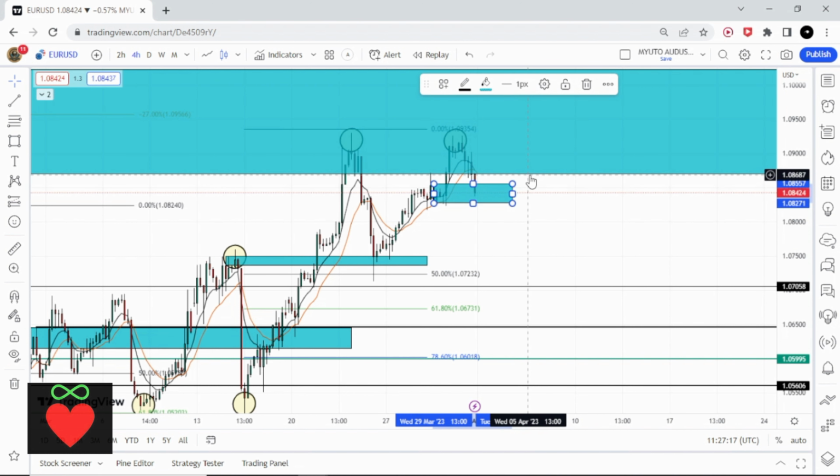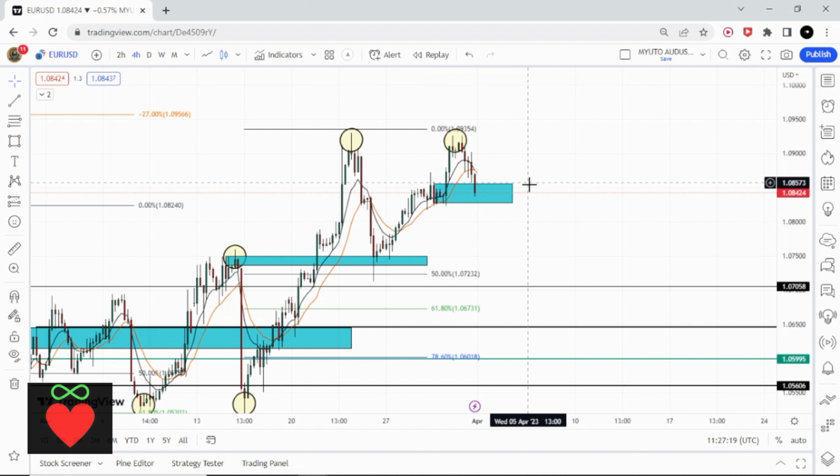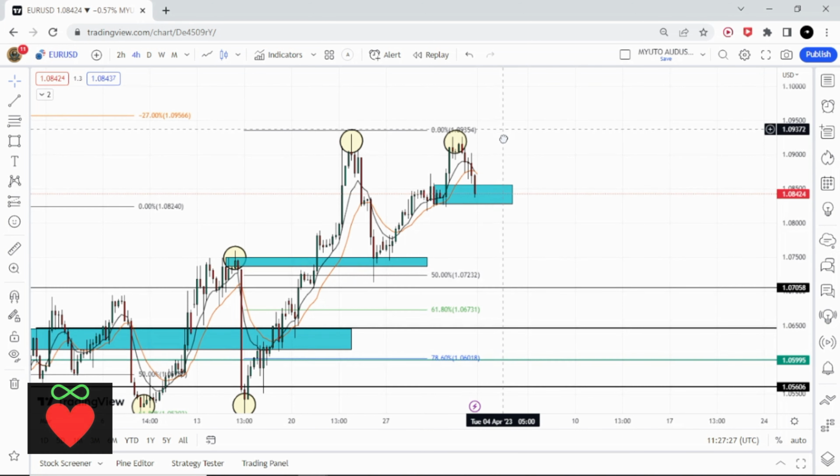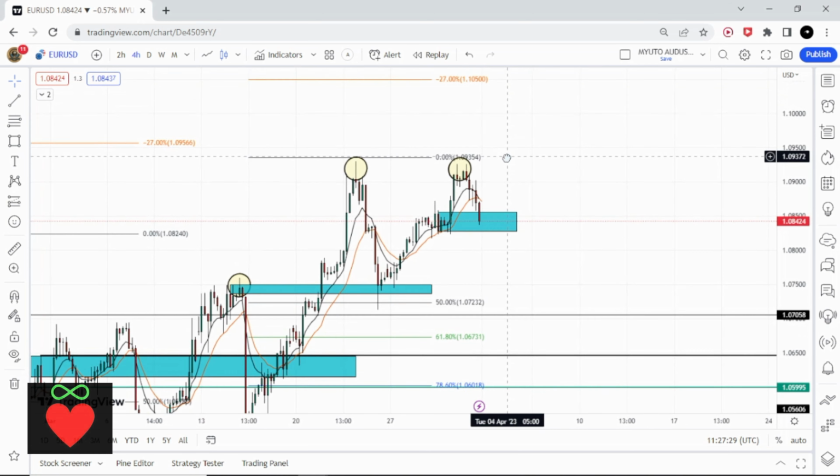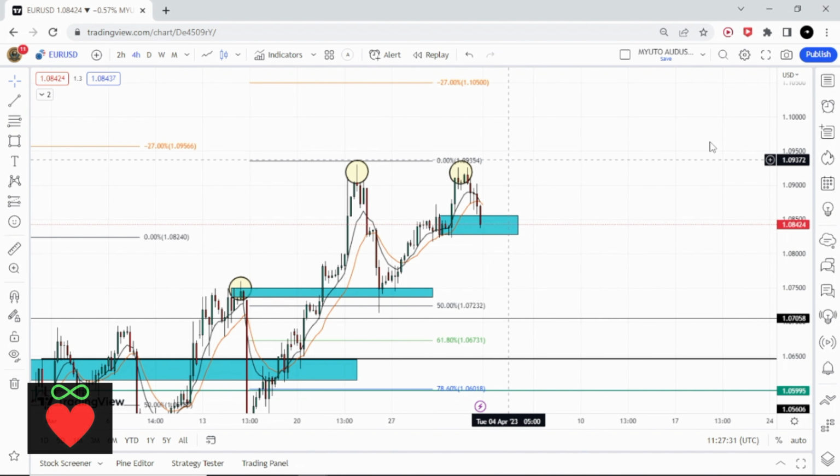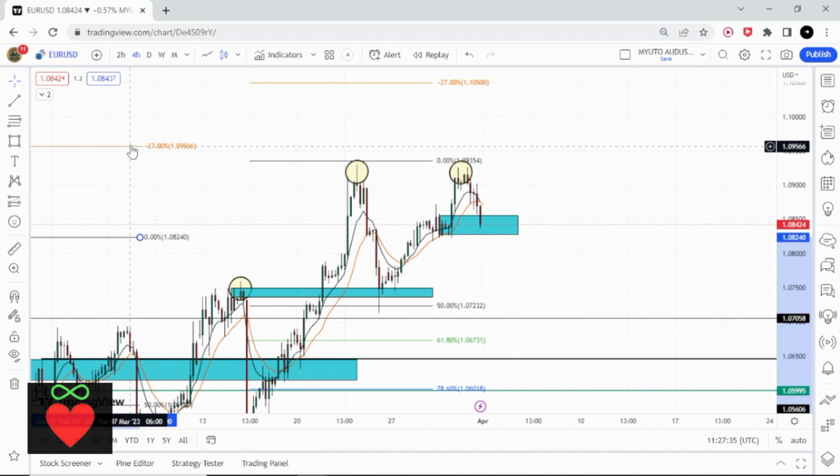let me get rid of this, it may confuse you. So just because of this reaction here, I am expecting price to find support at this level and continue going upwards. My targets are -27 for all my Fibonacci retracements. My targets are always -27.